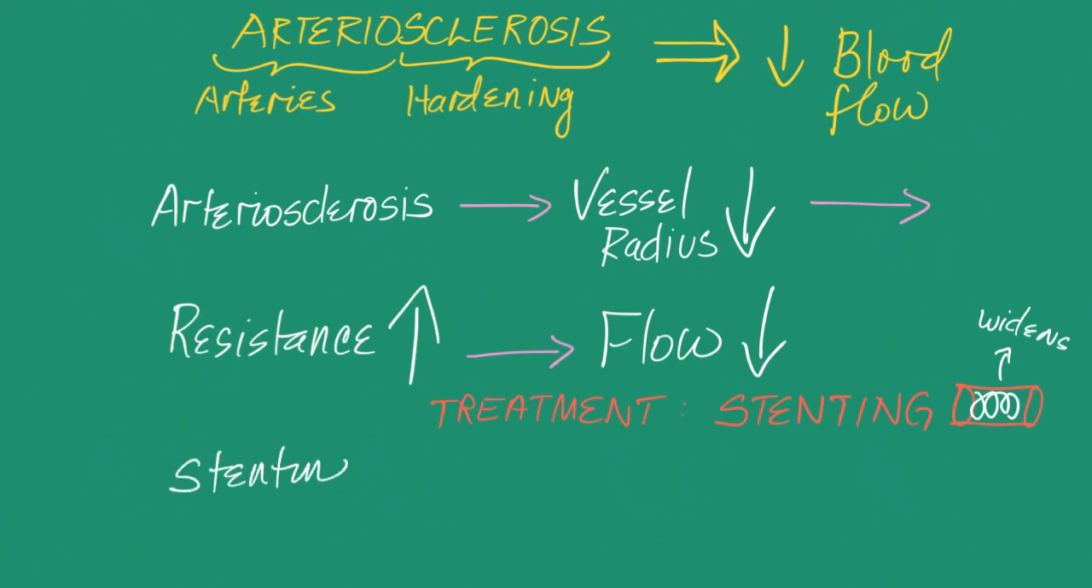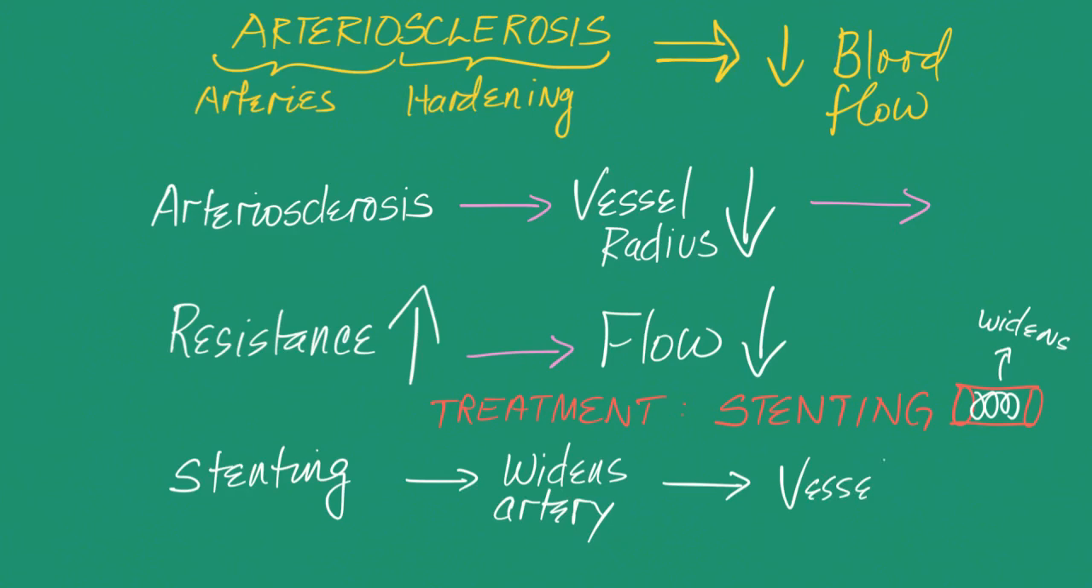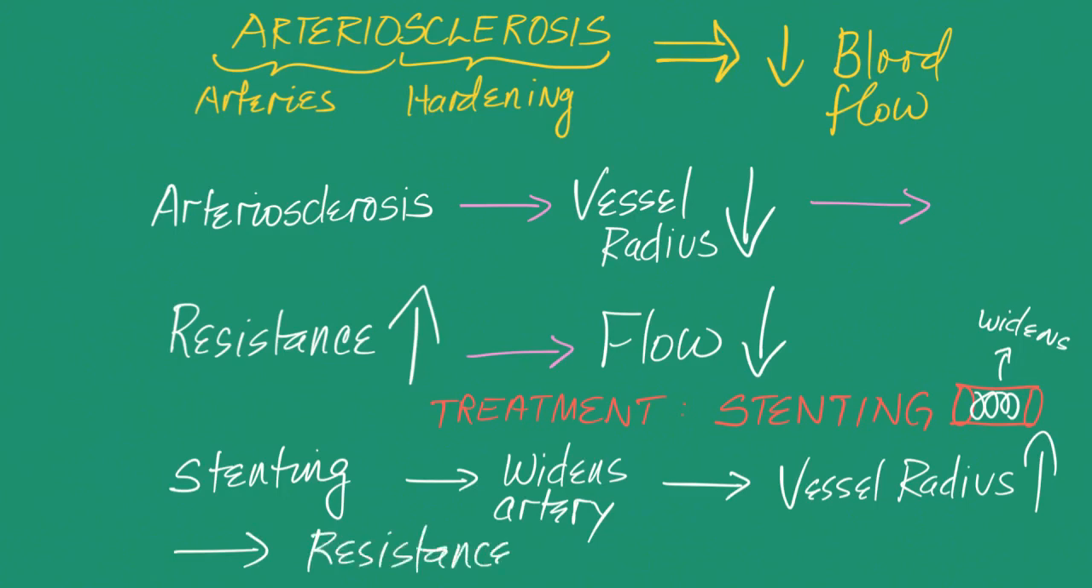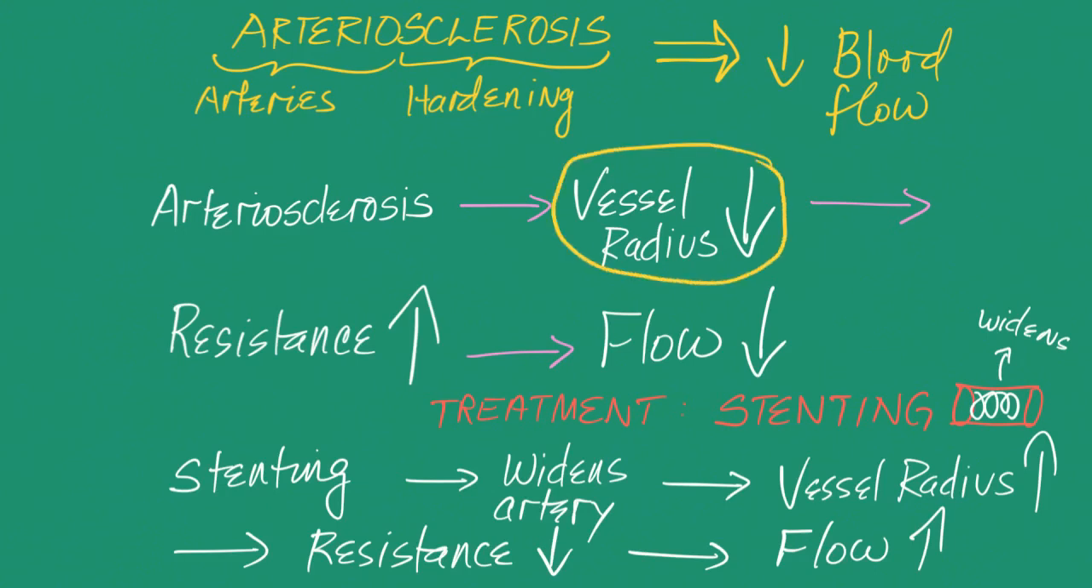So how does stenting help to increase the blood flow? Stenting will widen the artery. When it widens the artery, it increases the vessel radius. When the vessel radius increases, resistance goes down. When the resistance goes down, flow increases and goes back to normal. So the main factor here is vessel radius.